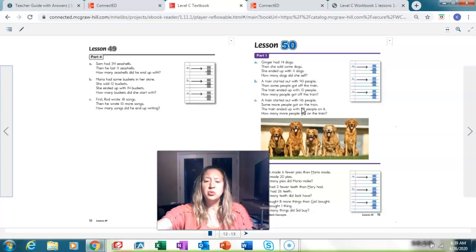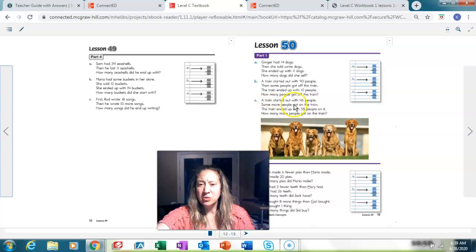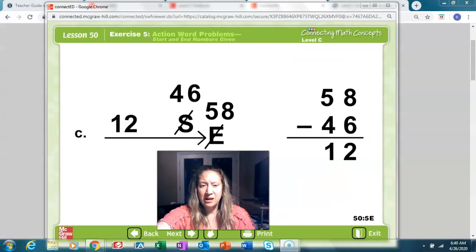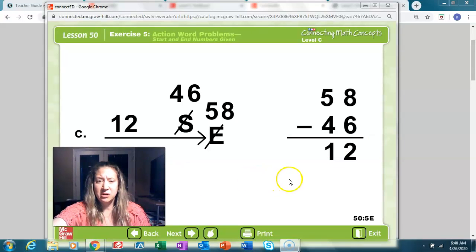Now we're going to reread the number sentence to replace the E and the S. A train started out with 46 people. Which one are you going to replace? S. Okay, go ahead and do that. And read your other number sentence. The train ended up with 58 people. So now you're going to replace the E. Okay, go ahead and write your number and work it and check your answer up here.